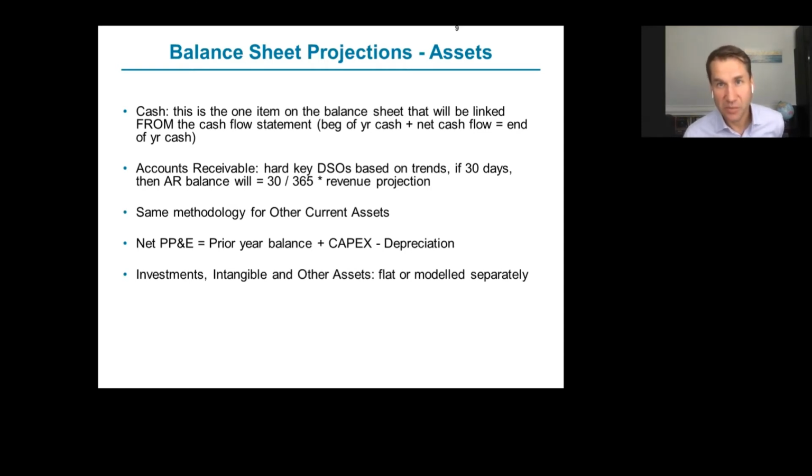Plant, property, and equipment. The formula for that would be prior year balance plus capex minus depreciation. And then investments and some other items, we'll just keep them flat. Or again, if we have a view, we can model them, but we'll probably keep them flat for now.